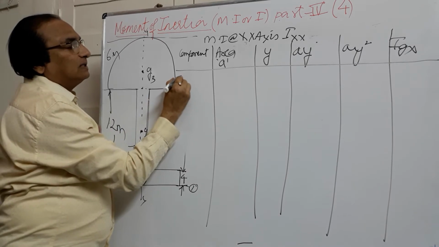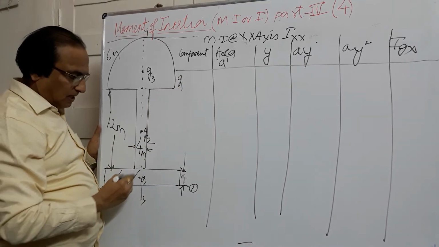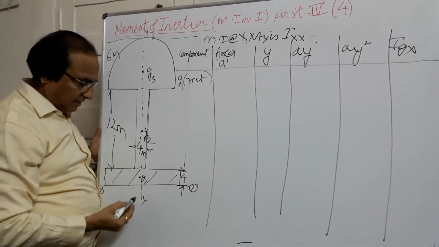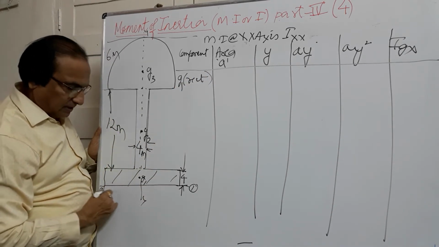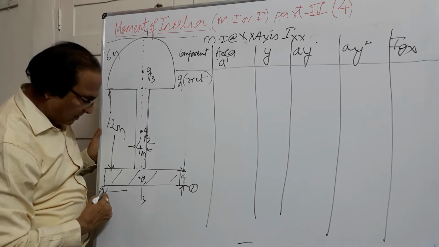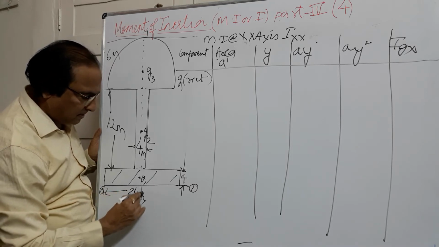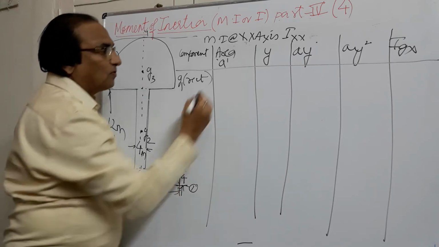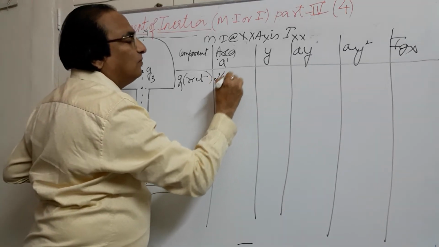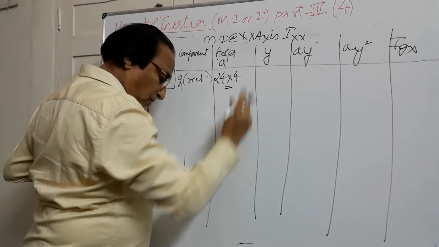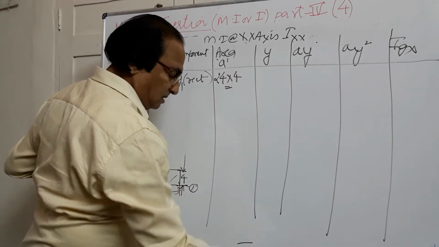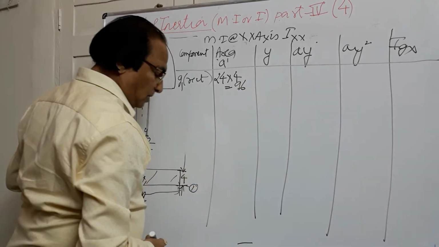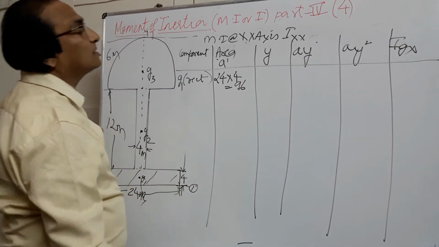So we'll continue with G1. G1 is this component. It is a rectangle, and if I take the width of the rectangle as 24 meters, the size of this rectangle is 24 by 4. If you multiply this, you get the value as 96 meters square.